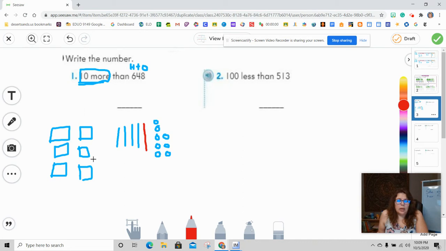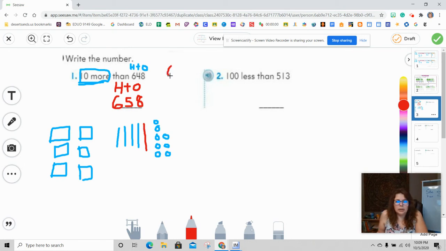And then that's it. So now I have to do HTO, and I have to see how many hundreds, how many tens, and how many ones. So I have 6. I still have the 600, so I put 6. Now in the tens place, you see how I had 4, but I added one more. So now I have 5 tens. And then I have 8 ones. So if I add 10 more, my new number is going to be 658.